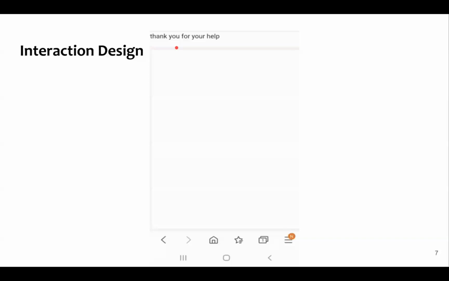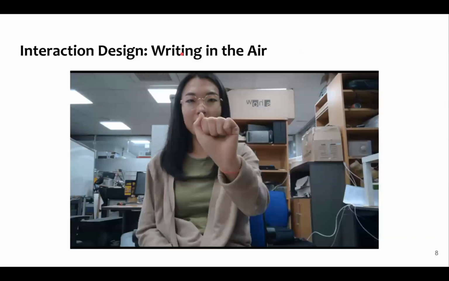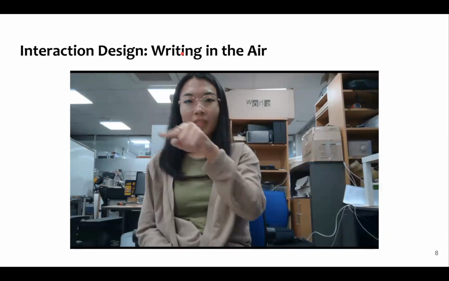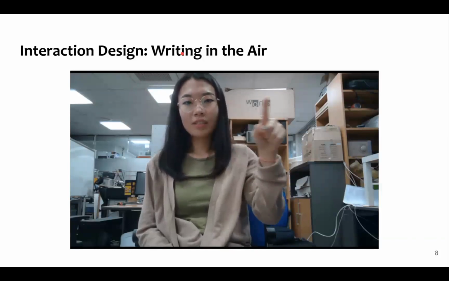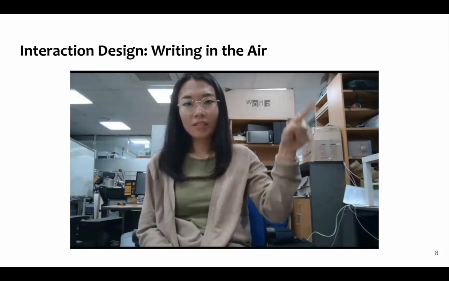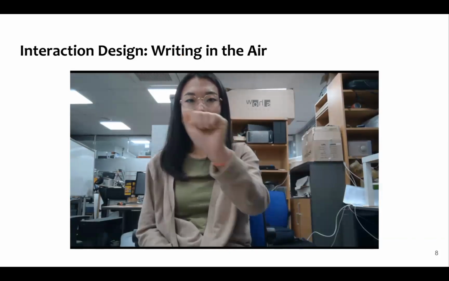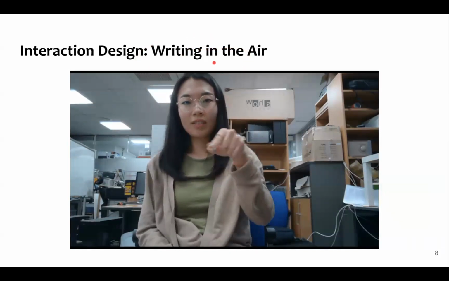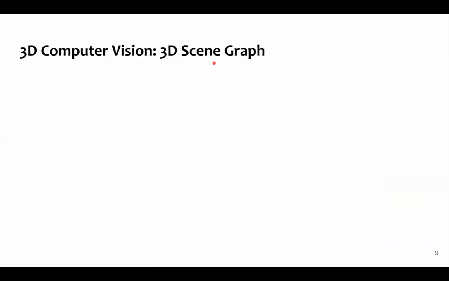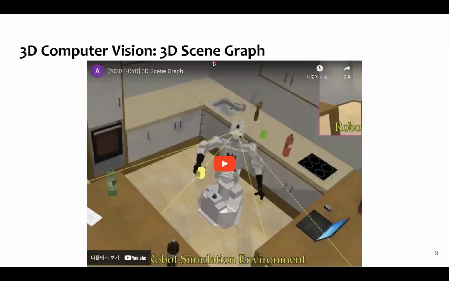Okay, this is another example of interaction design. The third one is writing in the air. You just stare at the camera and just write with your index finger. Then this system will decode what you're writing. Okay, that was about interaction systems.